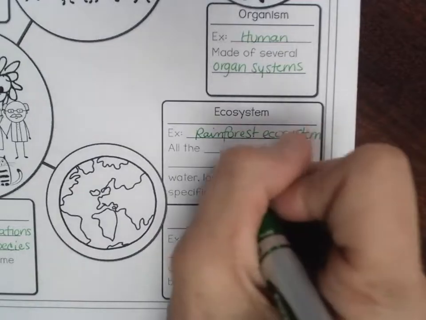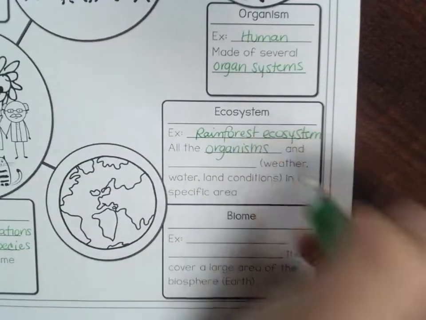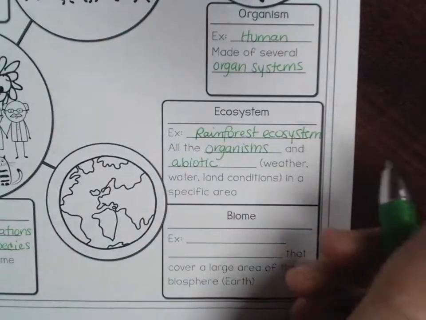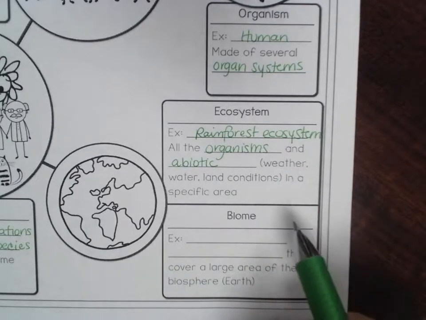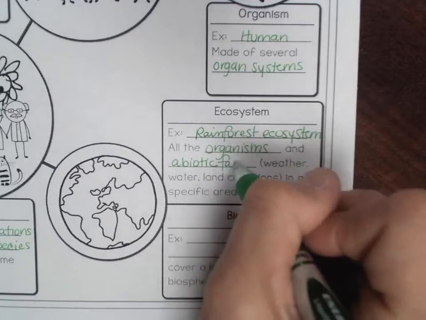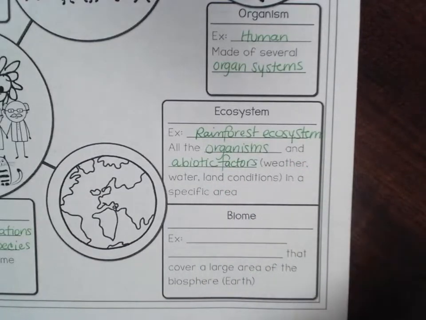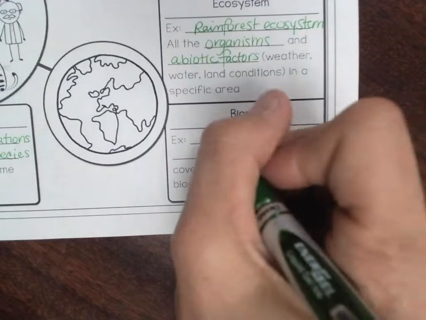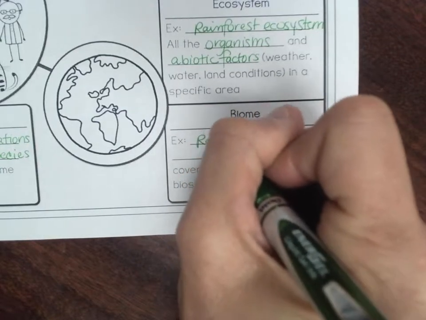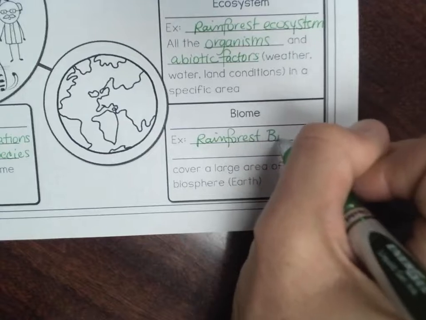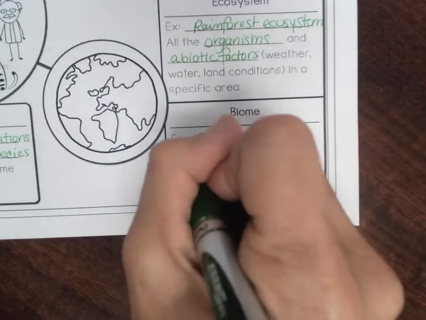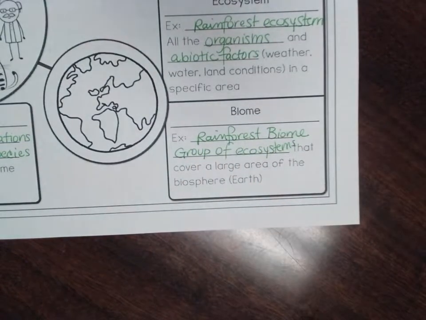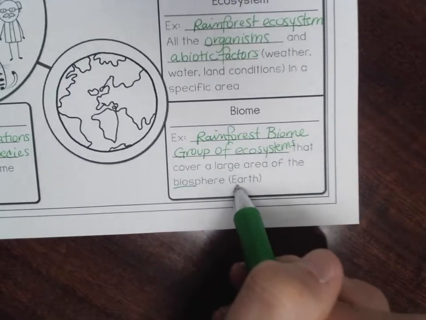Okay, all of the organisms and abiotic factors. Abiotic means non-living factors. Examples of that are the weather, the water, the land conditions in that specific area that make up the ecosystem. And then you have a biome. The biome would be the rainforest biome, which is a group of ecosystems that cover a large area of the biosphere, and biosphere is the Earth.